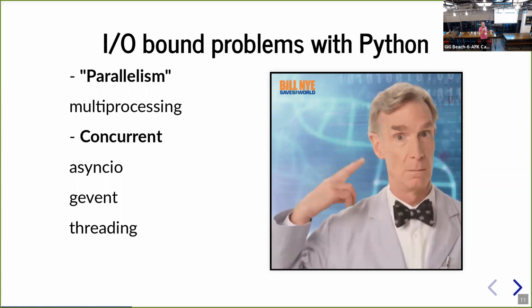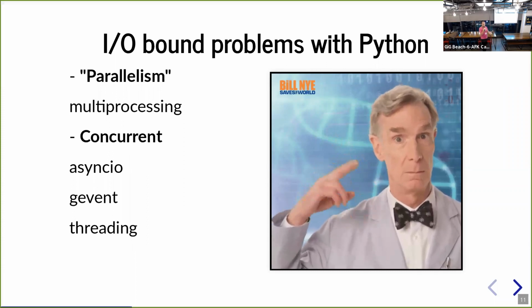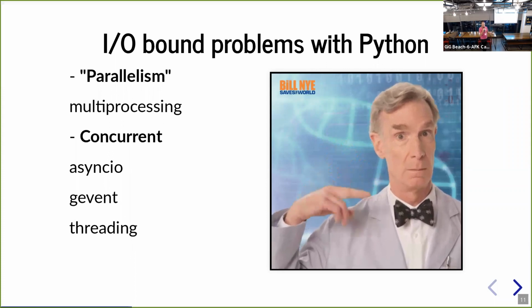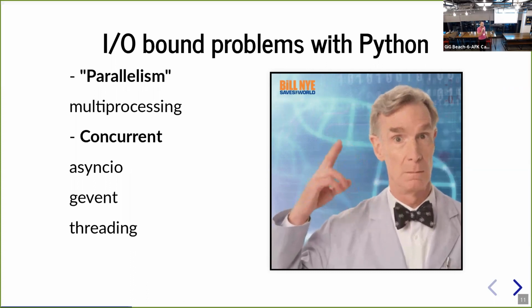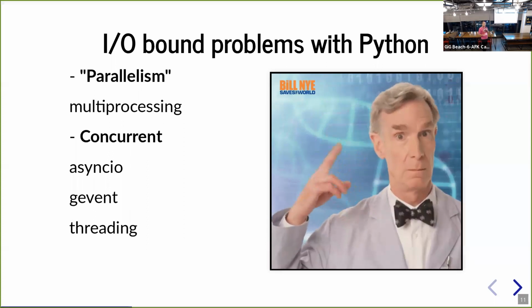This is concurrent because you run one thread. If you have two threads at the same time, we only run one thread. When it finishes, we change to another thread. This is concurrent, this is not parallel. But people think, okay, then the global interpreter lock is a problem for us. It's not a problem if you use I/O bound problems. If you use CPU bound problems, it's a problem in Python.